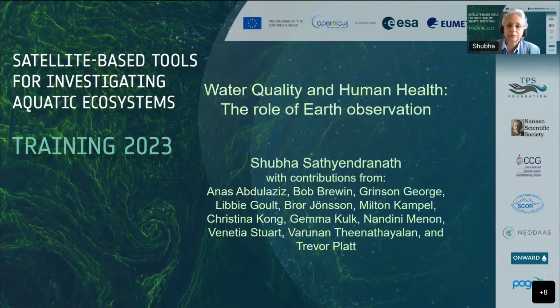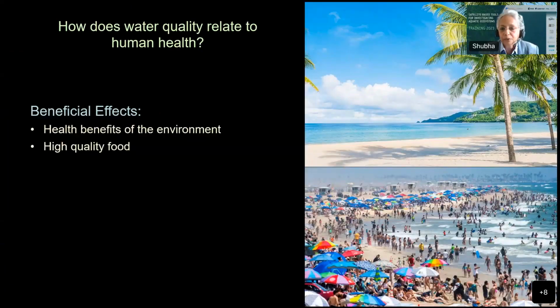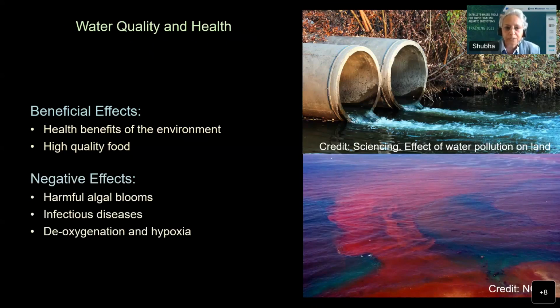So today we are starting a set of presentations and discussions on water quality and human health. How does water quality relate to human health? There are beneficial effects from water and the oceans, related to the direct effects from the environment and to the high quality food that we get from water. There are also negative effects, which include harmful algal blooms, infectious diseases, deoxygenation of the waters and hypoxia, and so on.